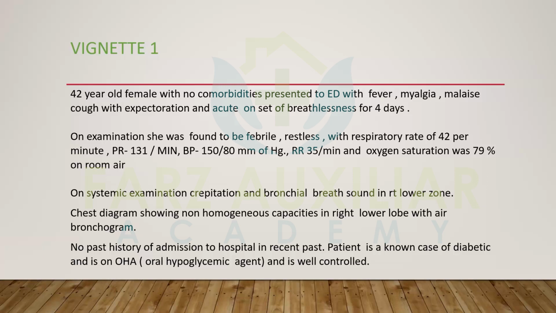Chest X-ray showing non-homogeneous opacities. Opacities, I think spelling mistake. Opacities in right lower lobe with air bronchogram. No past history of admission to hospital in recent past. Patient is a known case of diabetes on an oral anti-hyperglycemic agent and is well controlled.